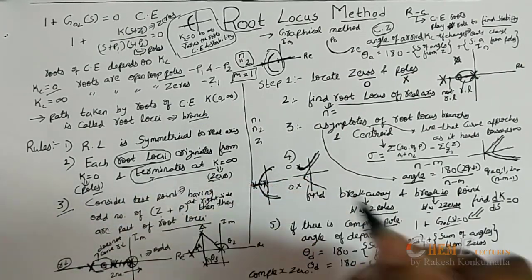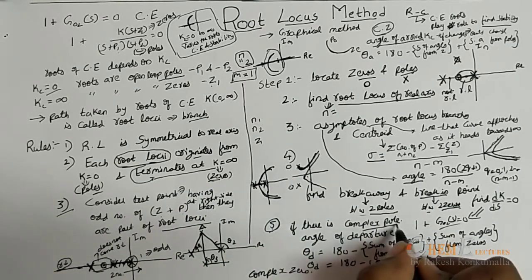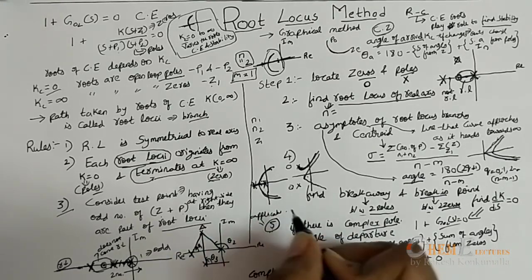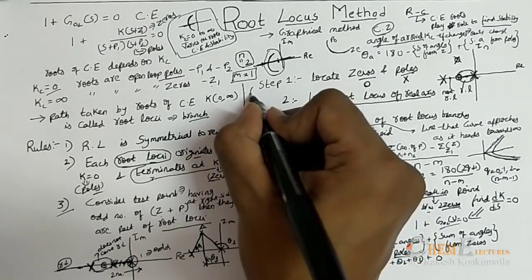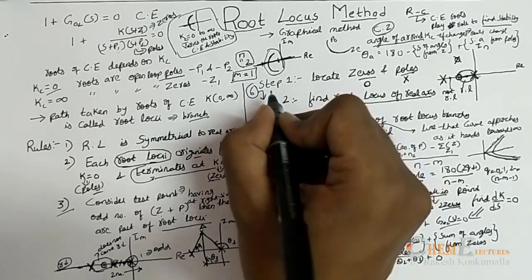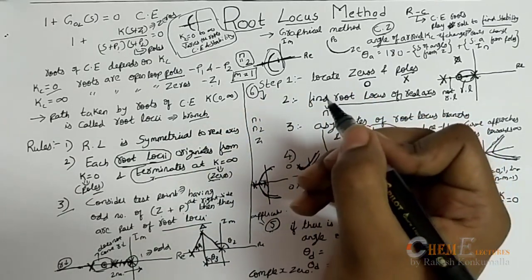This is my step 5. Only if you have any complex pole or zero, then this step 5 is applicable. Now coming to my step 6. My step 6 is to find the point of intersection of the root locus with the imaginary axis.